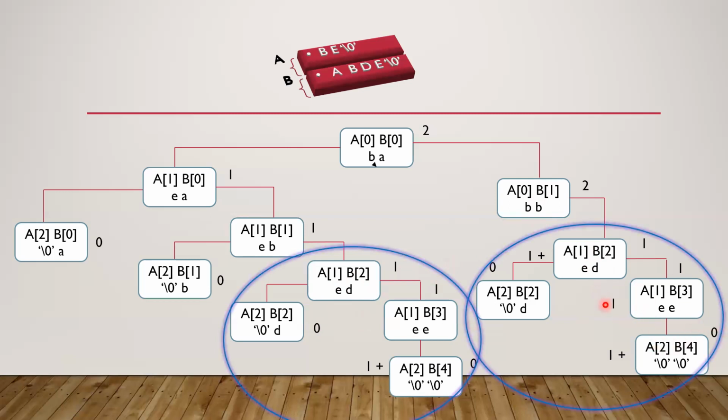Now it will return back. So 1 plus 0. So the result of this is 1. And here this is 0, and here this is 1. So the result is 1. 1 plus 1 is 2. Here this is 1 and here this is 1. So the maximum is 2. So the result here is 2.